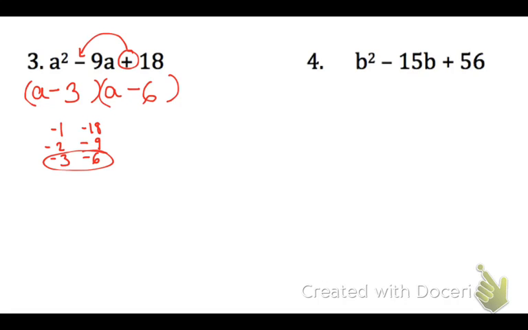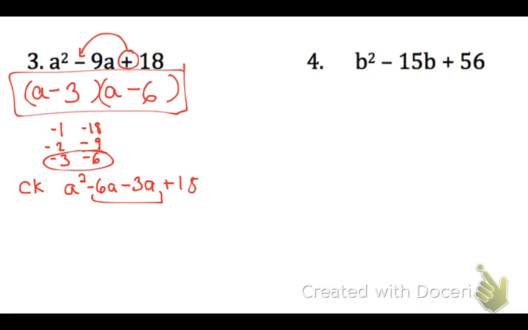Again, check it by doing foiling or doing the distributive property. A squared minus 6a minus 3a plus 18. My middle term checks out, so I have it factored right here.